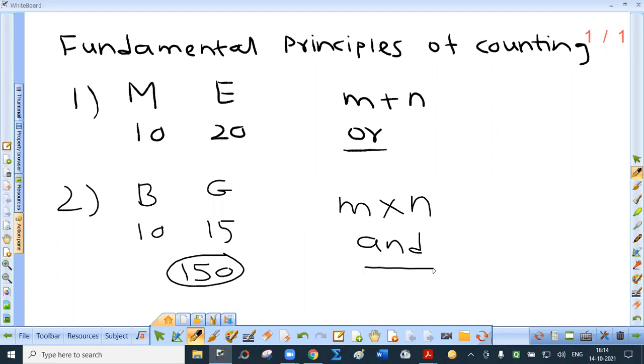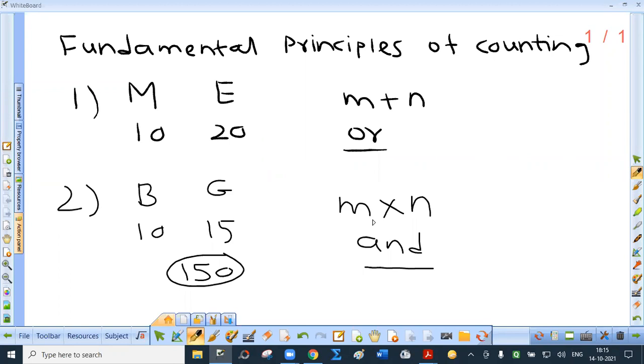Is that clear? Now, in this example of boy and girl, how will you frame the problem so that addition principle can be used? So in that case, we can say that there are 10 boys and 15 girls. A student is to be selected out of these. In how many ways can this be done? So when I say a student, means either a boy or a girl. So total number of ways in that case is 25.